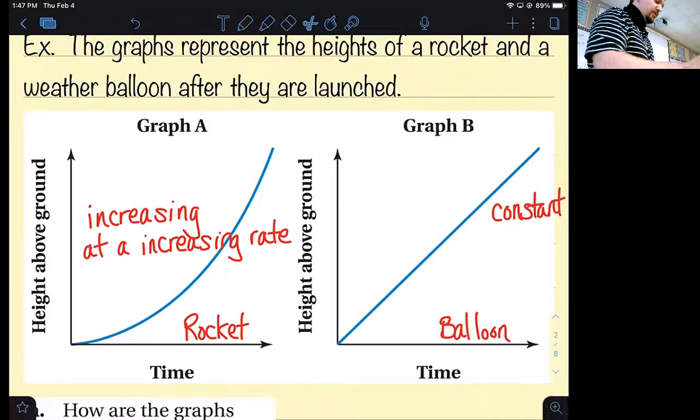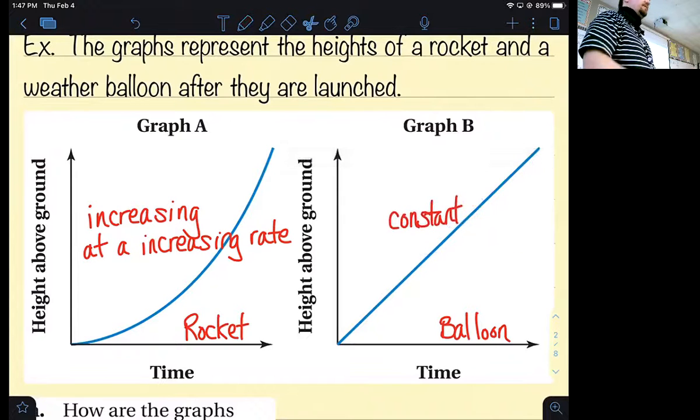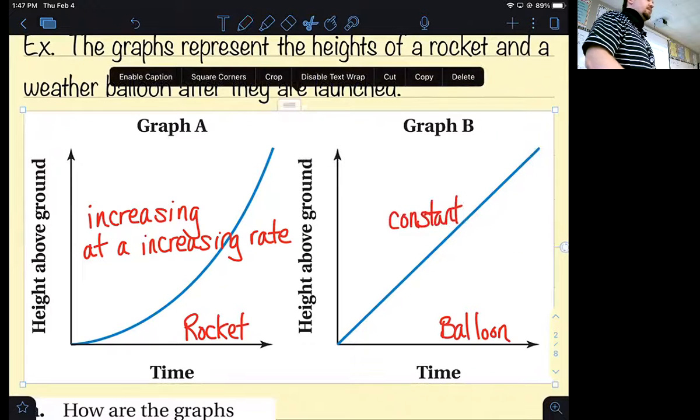Whereas this one, we would just say this one has a constant rate of change because it's linear. So you are going to need to know what increasing at an increasing rate looks like. Okay?